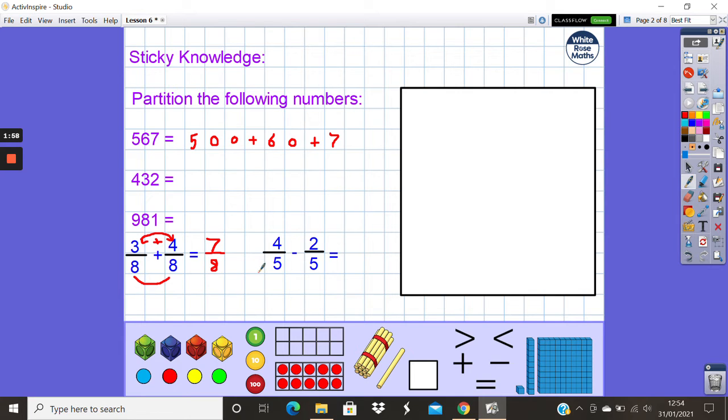7/8. And then when we are subtracting, again, the numerators are the numbers that change. So we only subtract the numerator, the denominator, these two numbers here, stay the same. So we've got 4 take away 2 would be 2. And then you've got your fraction. So that would become 2/5.